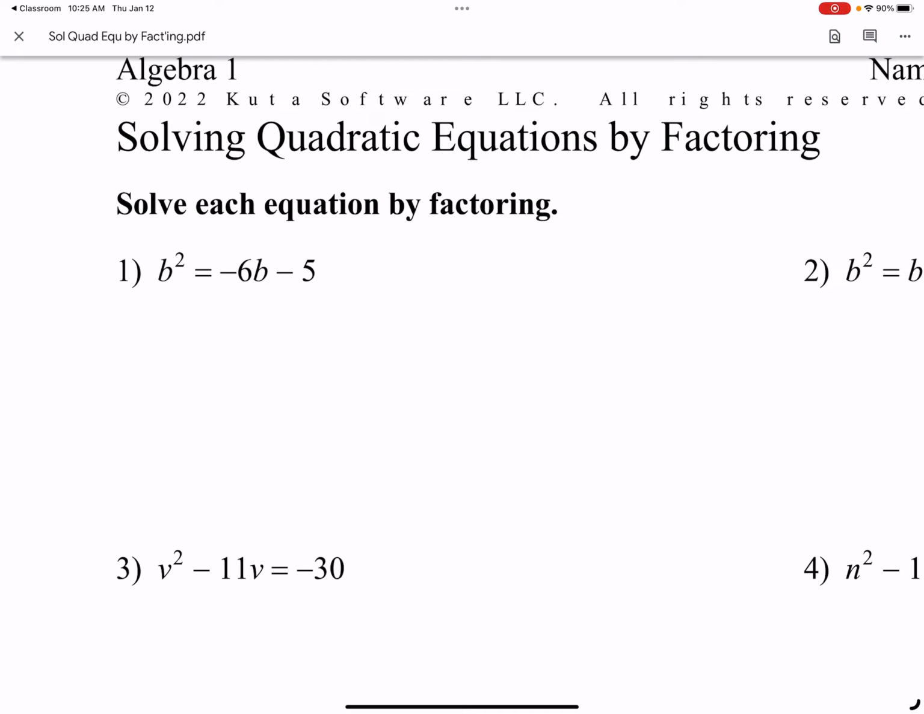So if we're working on a problem and your lead coefficient, which means the number in front of the x squared or the variable squared, is negative, we need to move it to the other side of the equation. So everything centers around keeping that lead coefficient positive. So let's look at the first problem.